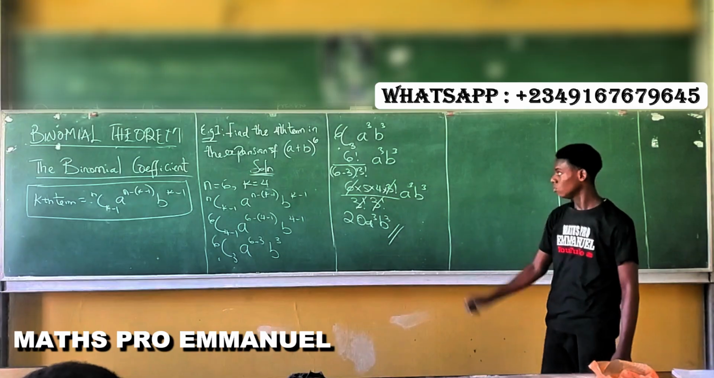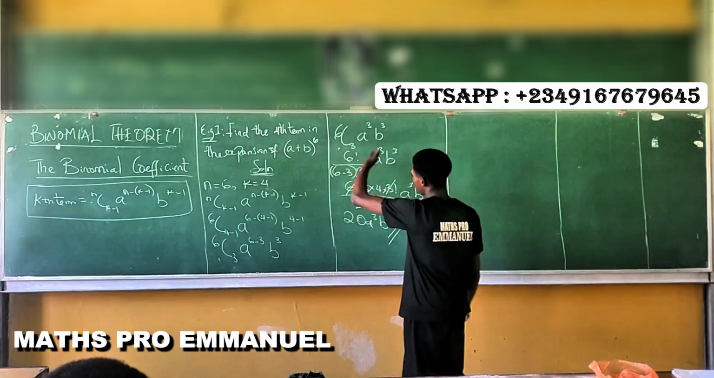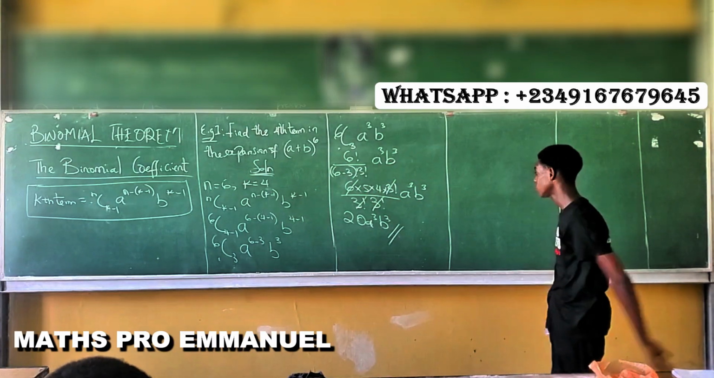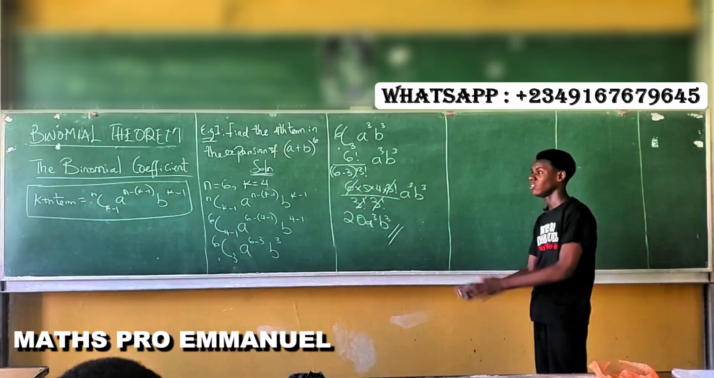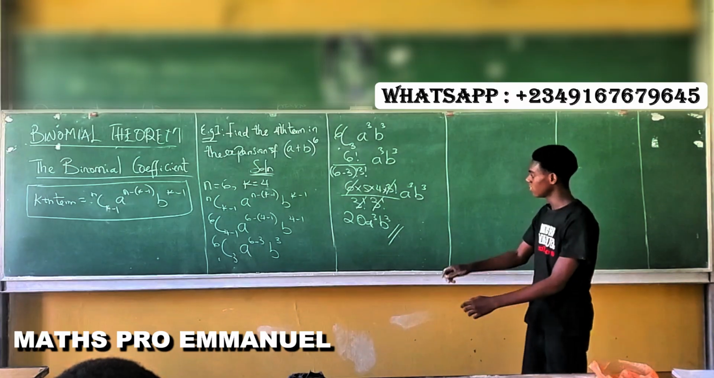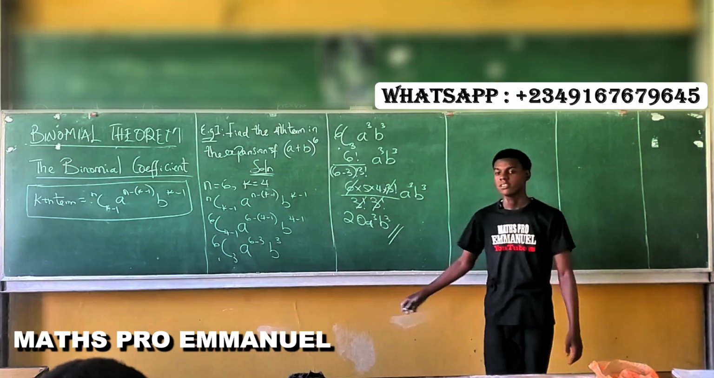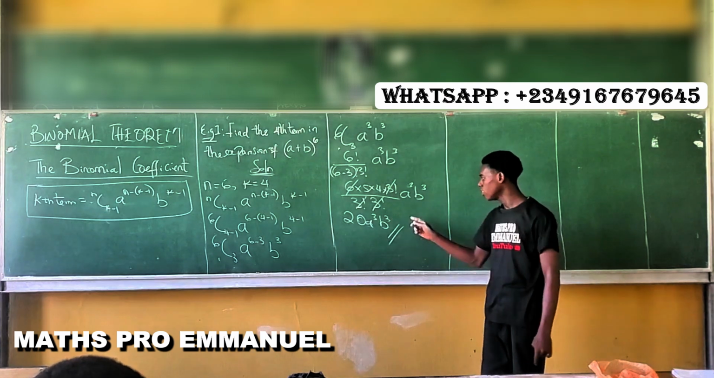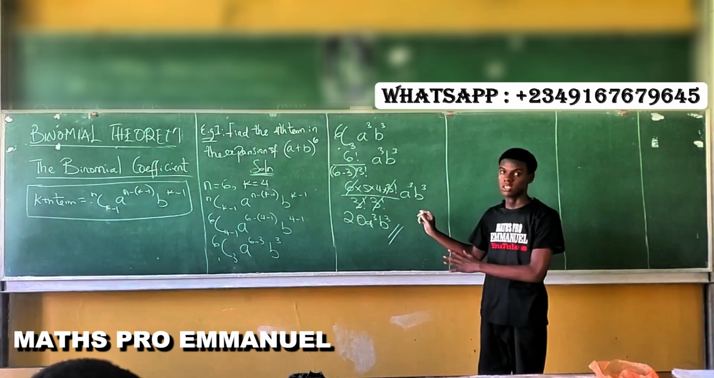This is easier than trying to expand the whole thing and then looking for the fourth term after you get the final answer. So with this, you have gotten the coefficient of a cubed b cubed, or better said, the fourth term of the expansion. That's it.